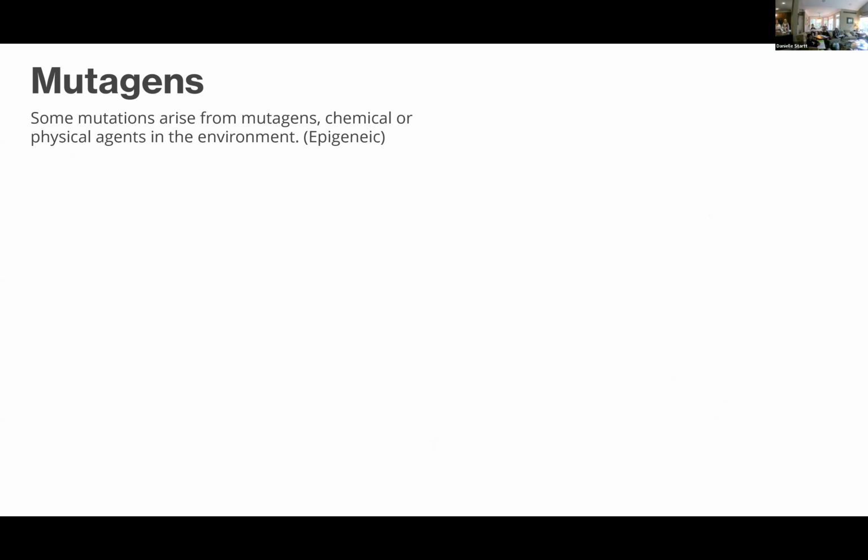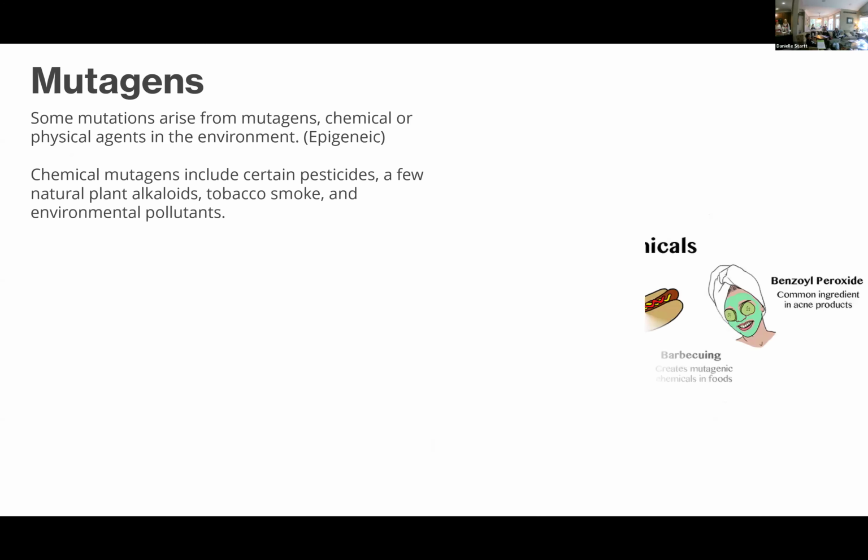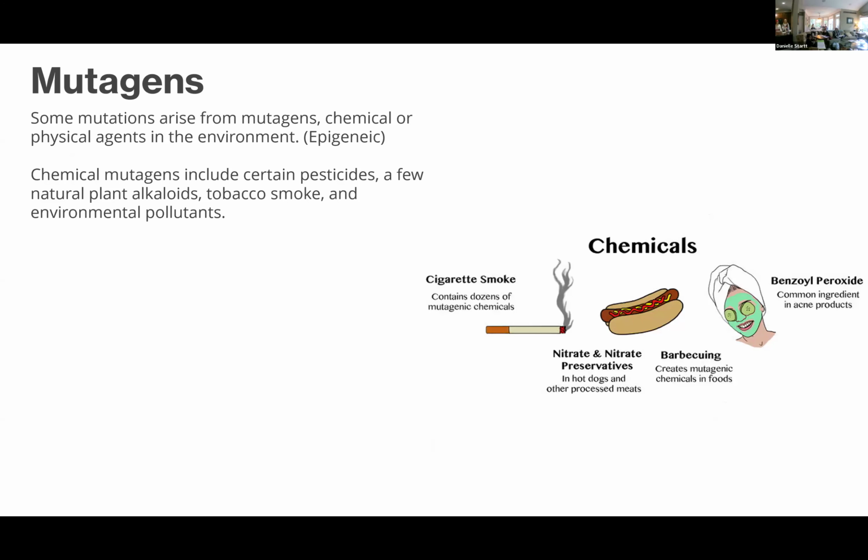We call these mutagenic because they cause mutations. Some of these are physical, some of these are chemical. Chemical mutagens include certain pesticides, a few natural plant alkaloids, tobacco smoke, environmental pollutants.